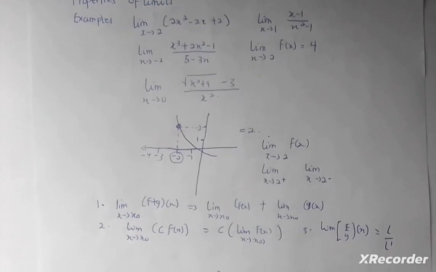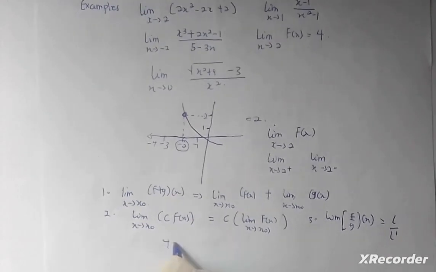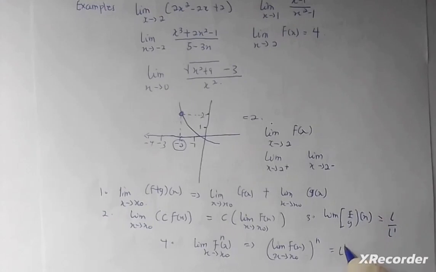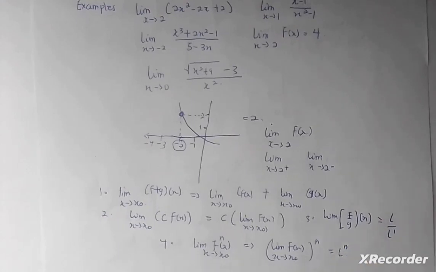Then we come again, if you have limits of any function to the power n, f of x to the power n as x approaches x naught, then your limit solution is going to be the limit of f of x as x approaches x naught, all to the power n. So from here our solution is going to be L to the power n, where L is our limit point.